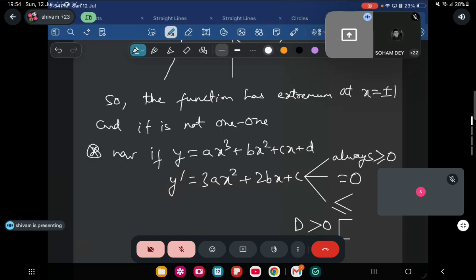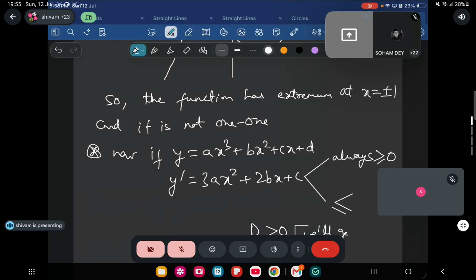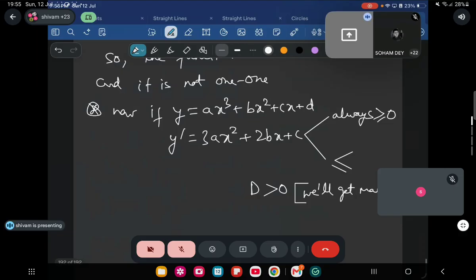Achha, this is a quadratic, right? So how can it be equal to 0? It cannot be equal to 0. So only two cases are possible. Either it is always greater than or equal to 0, or it can be less than or equal to 0. Okay, it's always a quadratic. Discriminant is greater than 0. What we'll get? We'll get a maxima or minima.